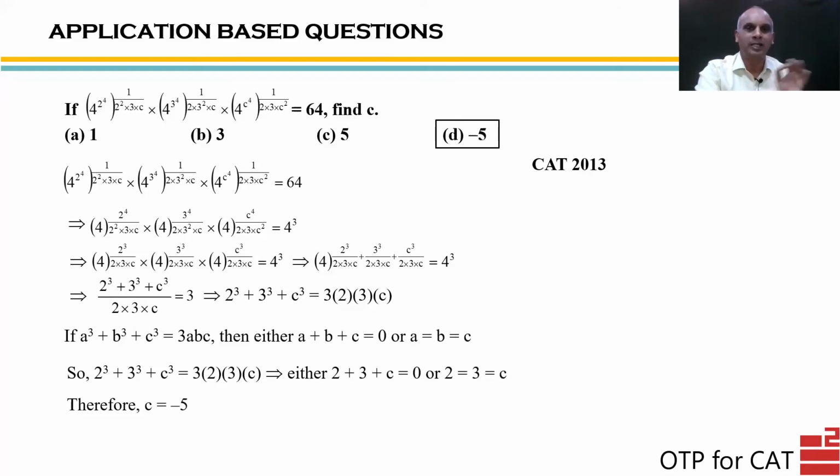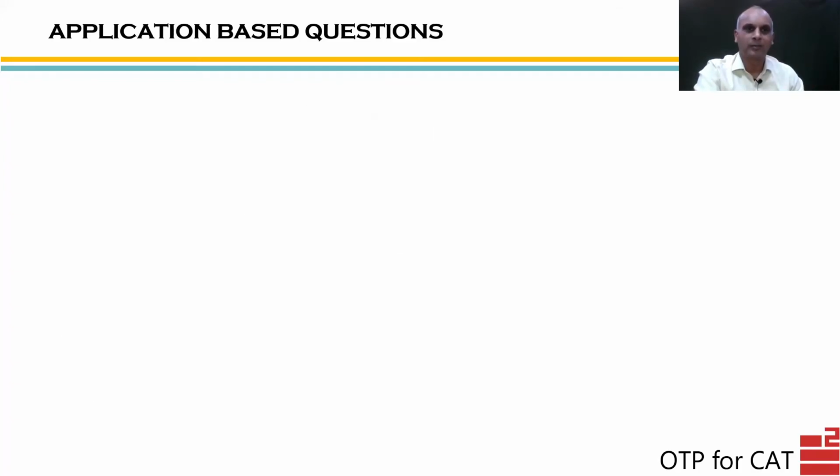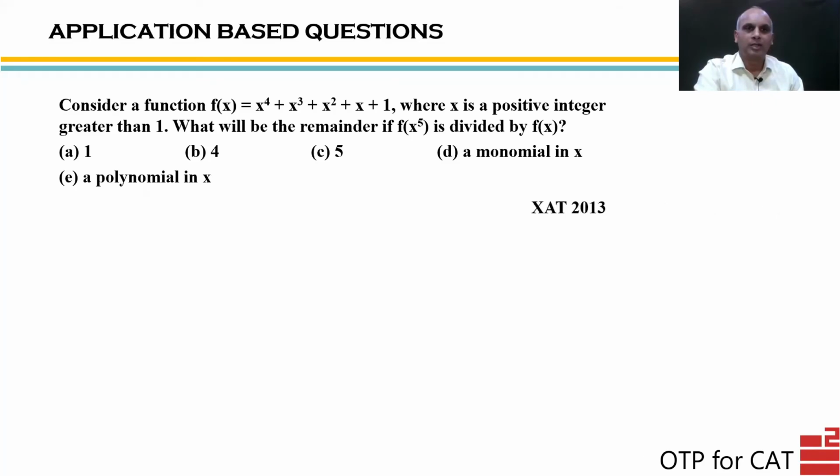So I feel that was a brilliant question given by CAT people in that year, based on this formula of a cube plus b cube plus c cube minus 3abc. That's a brilliant question. Check one more example.